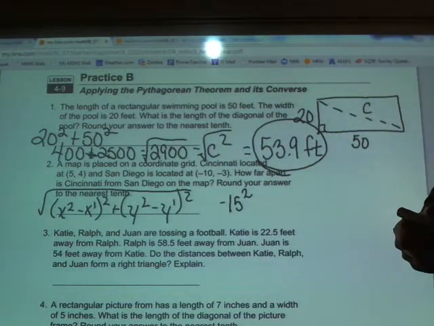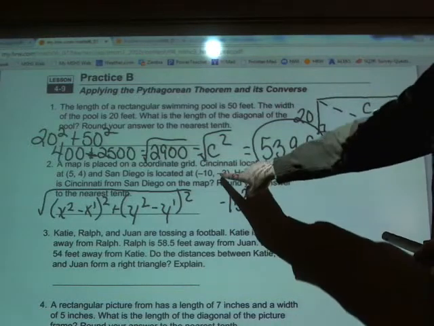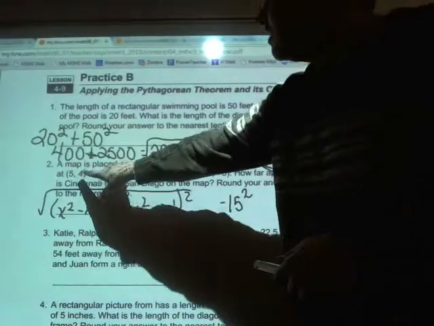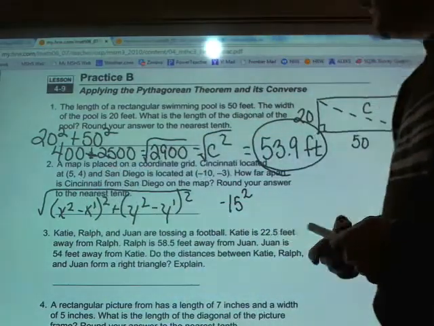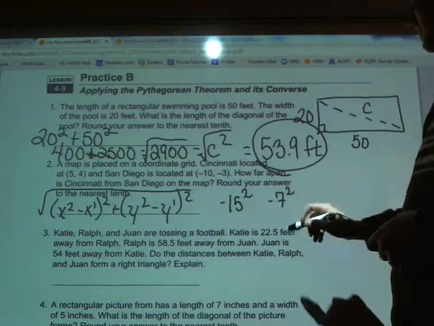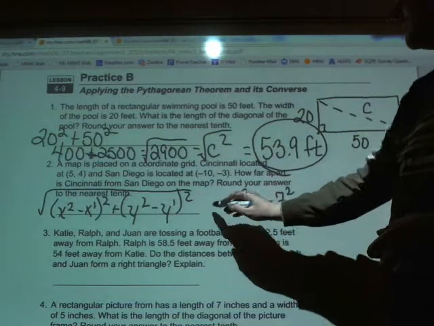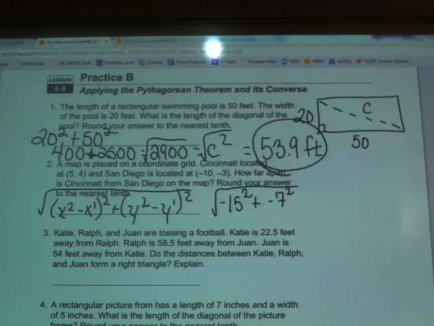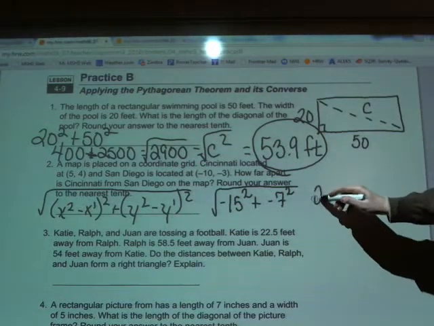And then I'm going to take the y values and subtract those. So I'm going to do -3 minus 4, which is -7, and square that. And again, the formula says I'm going to add those up and take the square root, and that's going to give me my distance. Well, -15 squared, that's the same as -15 times -15, 225.